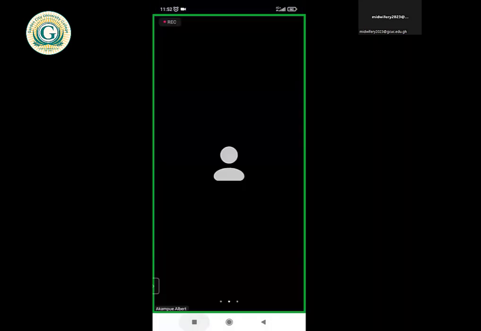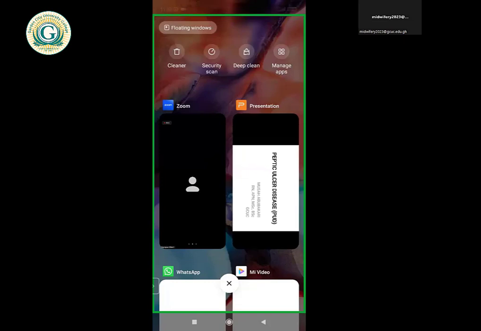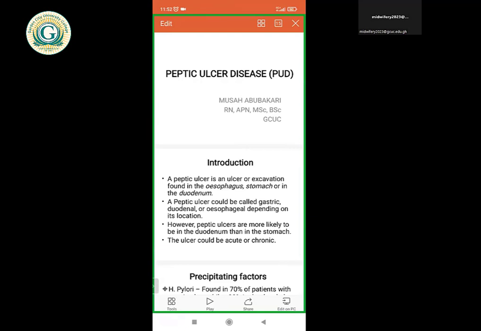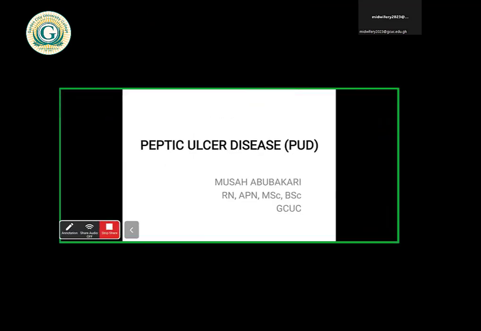So today's work isn't going to be extremely different. It's just an upgrade of what we had done last week. And so today's work is typically going to be on PUD, peptic ulcer.